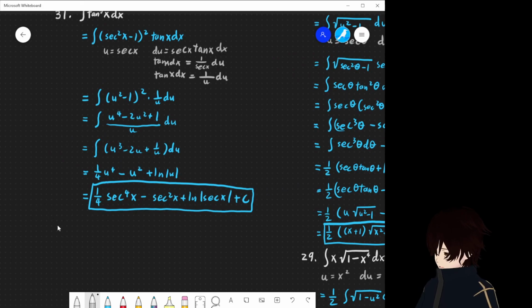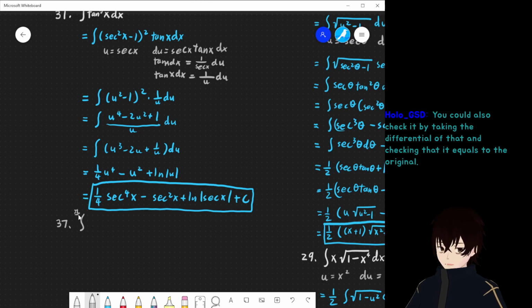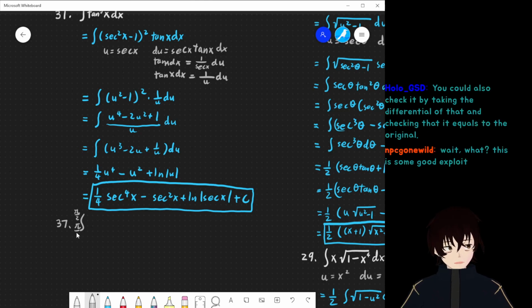The next problem we're gonna do is 37. 37 would like to know the integral of, or rather is the integral from pi over 4 to pi over 2. Yeah, I had no idea this would work, but it did. That's some very good shortcuts to take. We got cotangent of 5.